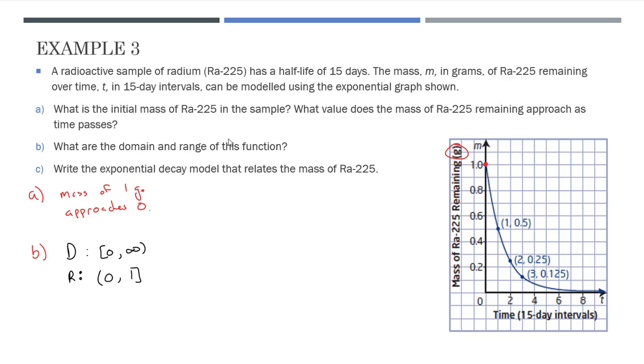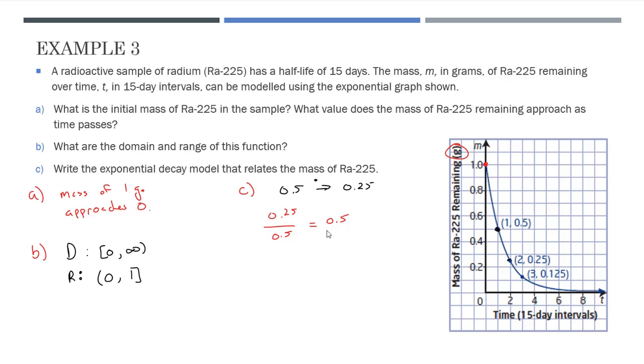All right, finally C, write the exponential decay model that relates the mass. So we just did some questions like this. We're going to find what's happening as x increases by 1. So I'm looking here from 1 to 2. I'm getting the values of 0.5 to 0.25. So we're going to find out 0.5 times something gets me 0.25. Well, let's do some division there to figure out what that is. And again, you might already know without doing the division that this is going to equal 0.5.